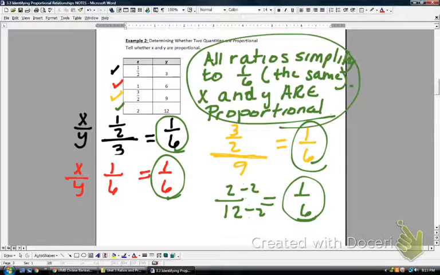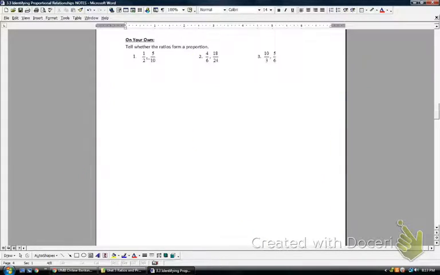So that is my answer. The on your own says tell whether the ratios form a proportion. Remember, to decide if they form a proportion, they need to be in simplest form, so simplify the ones that can be, and then that's when you compare. And if they simplify to the same thing, they are a proportion. If they don't, they're not. So go ahead and pause the video and work these on your own, and then you can check your answers.